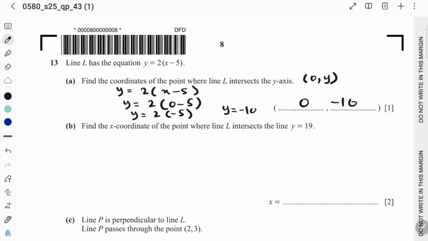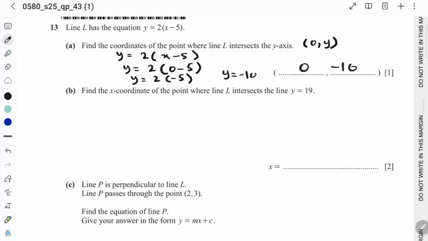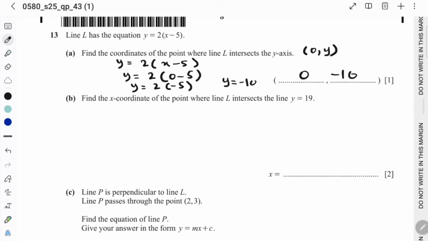Now the next part of the same question: find the coordinate of the point where L intersects the line y is equal to 19. We have to find the x coordinate. For example, the line is there, its x coordinate is missing and the y coordinate is 19, because the line intersects at y is equal to 19.